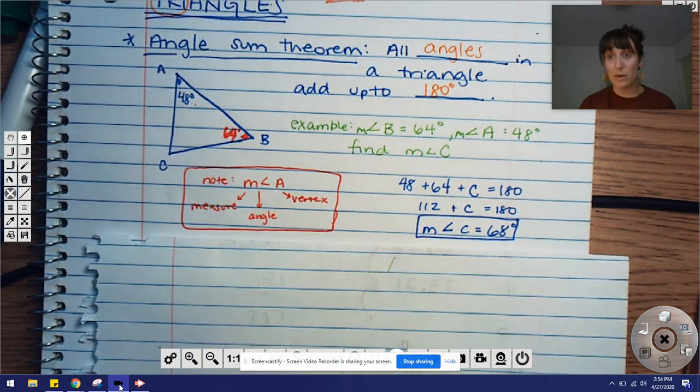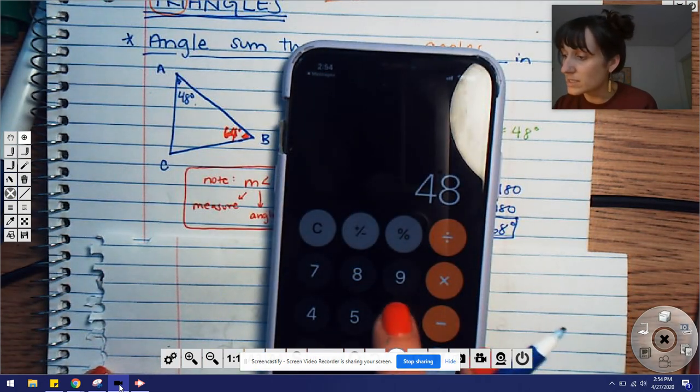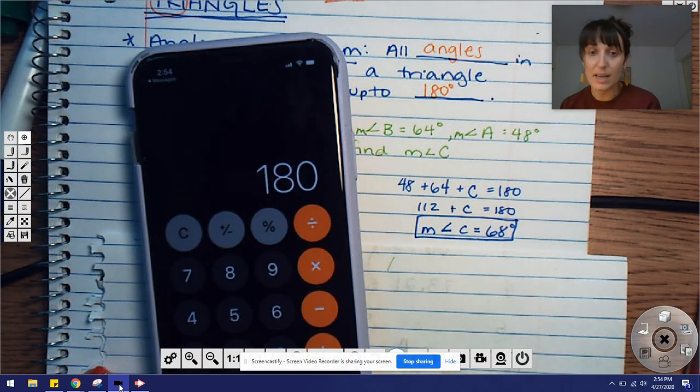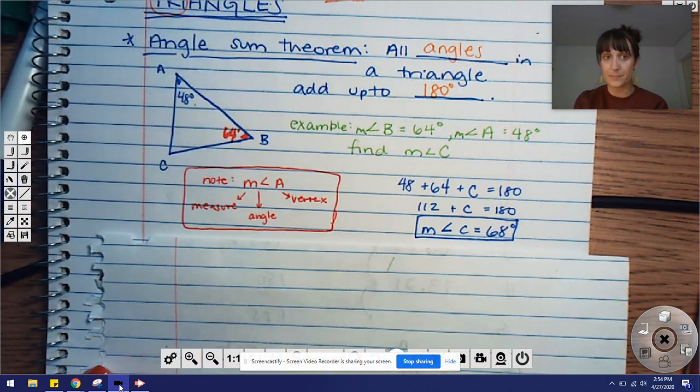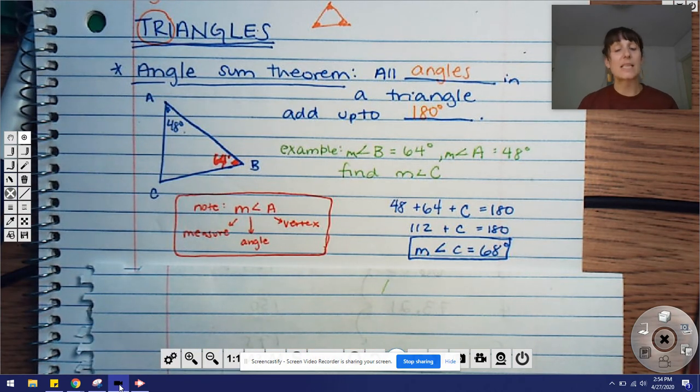And I can check my work, right? I can check my work by doing 48 plus 64 plus 68, and I should get exactly 180. So that's the first thing that we need to know about triangles: the angle sum theorem. All angles in a triangle add up to 180 degrees.